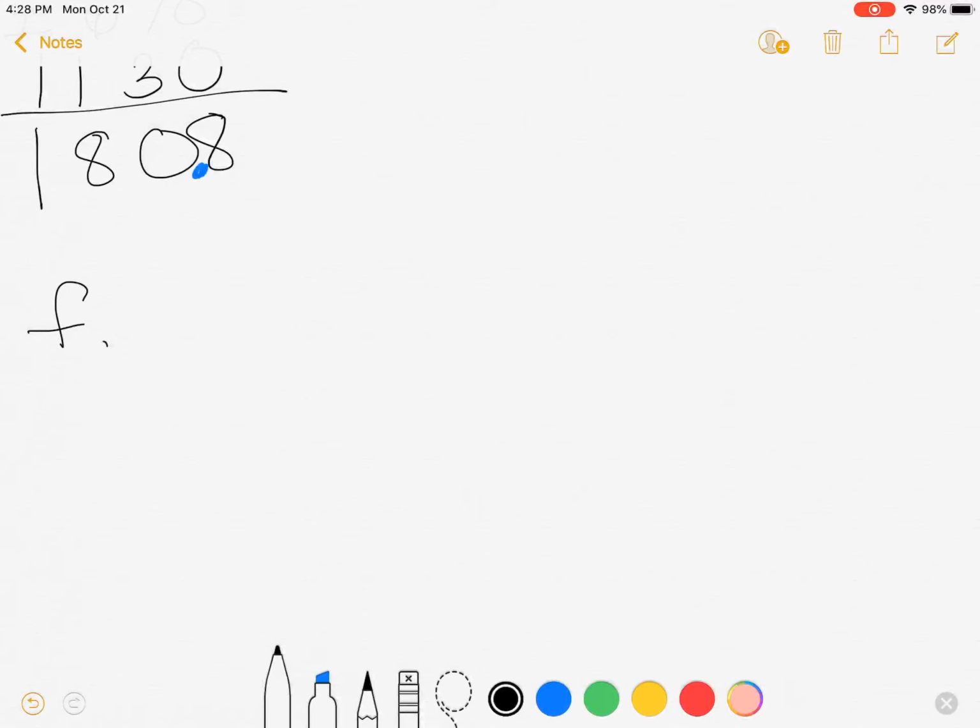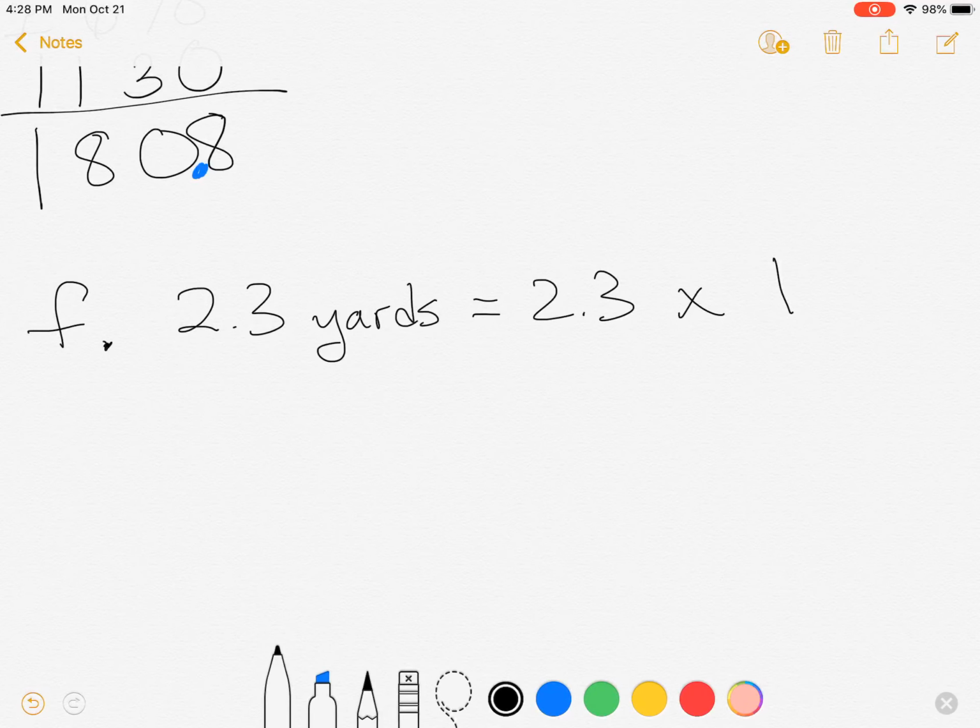An alligator is 2.3 yards long. What is the length of the alligator in inches? Okay, so 2.3 yards. So 2 and 3/10 times 1 inch. Yards. Oh, yards. Got to get it separated first. Now tell me how many inches are in 1 yard.